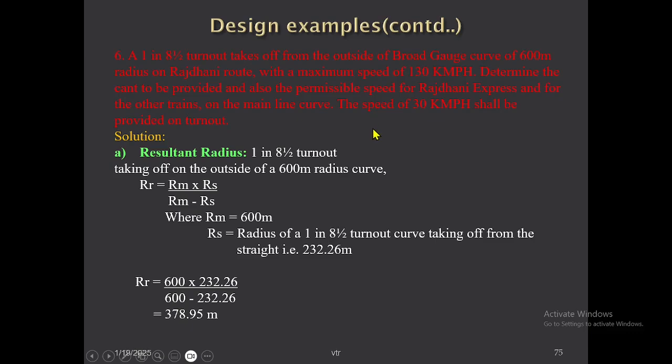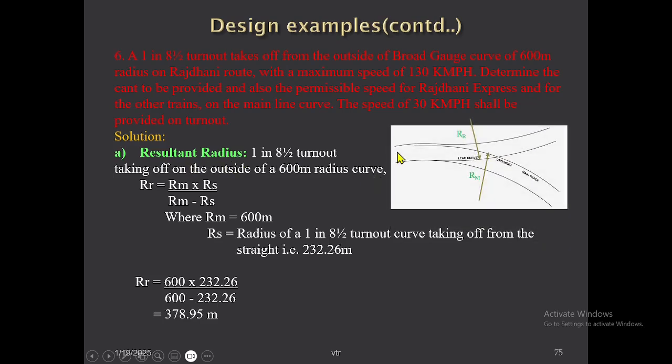How much superelevation we can provide at maximum, and based on the superelevation provided, we have to fix the maximum permissible speed on the curve for the express train, high speed train, as well as other trains. Okay, we will see one by one. First, before that, we have to find out the resultant radius, because see here, this is your main line. What is the radius of the main line? 600 meter radius. Here the points and crossing is available, that is 1 in 8.5 points and crossing.